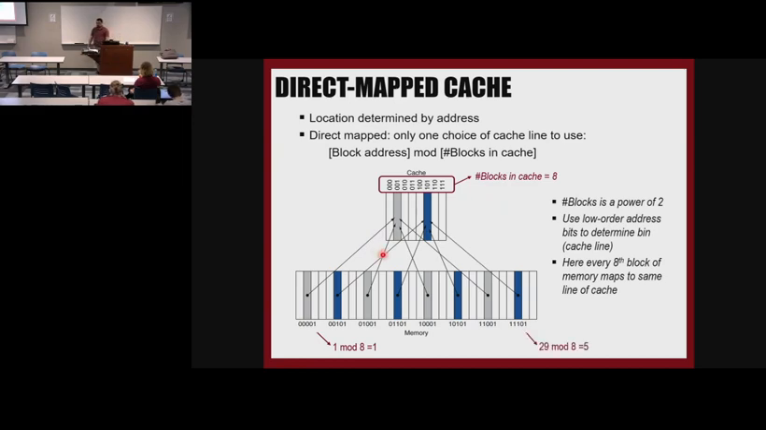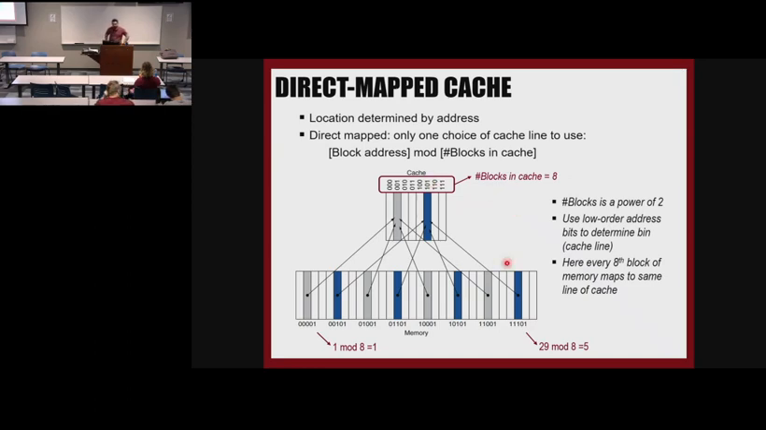And this is another example. Like the address 29, if you get 29 mod 8, it's going to be equal to 5. So this location is connected to address 5. Okay? So it keeps getting more clear when we go forward. So that's just a simple direct map cache. Every location in the memory is connected to one location in the cache.